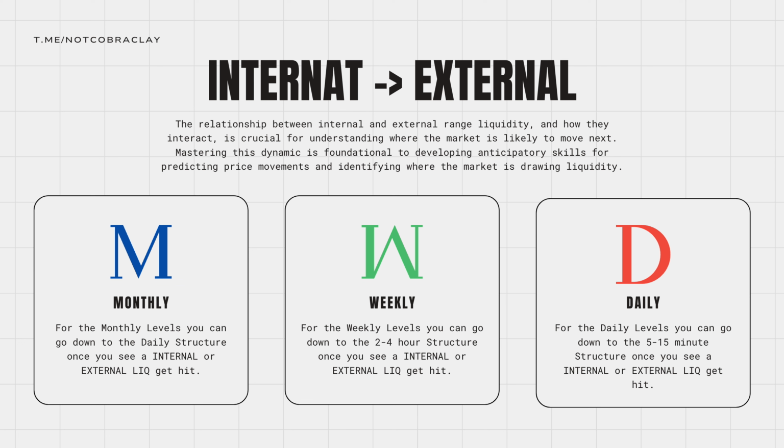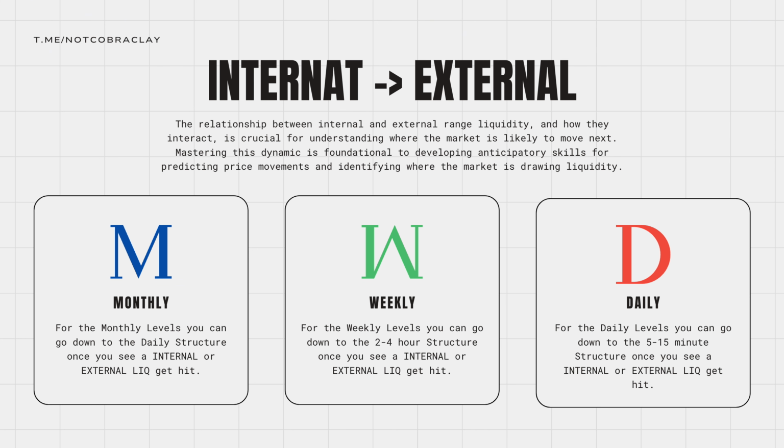The higher time frames are more dominant, so if you have a weekly fair value gap which gets rejected or maybe reacted from, whatever, then your 4-hour levels and stuff like that get invalidated. Okay, for the monthly levels, you can go down to the daily structure once you see internal or external liquidity get hit. You simply go down then to the daily and you can wait for a CISD. On the weekly time frame, you can do the same thing for internal liquidity and external liquidity areas which would get hit. You can hop down to the 2 to 4 hour time frame and wait for your CISD.